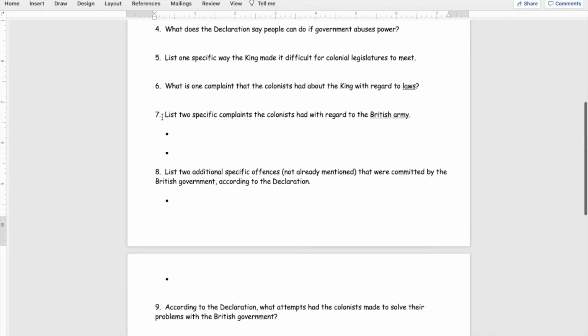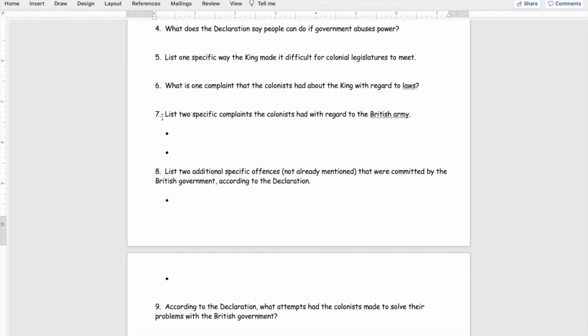Number 7 lists 2 specific complaints the colonists had with regard to the British Army. That was found on the 3rd page that I showed you guys. And again, there were plenty of these that you could have said. Most of you had said for quartering large bodies of troops among us. We're talking about the Quartering Act. That was a very good one.